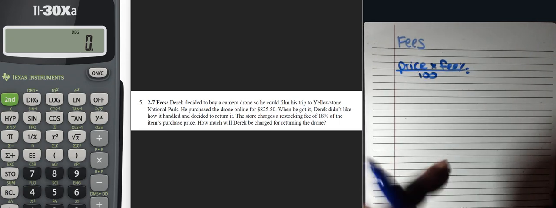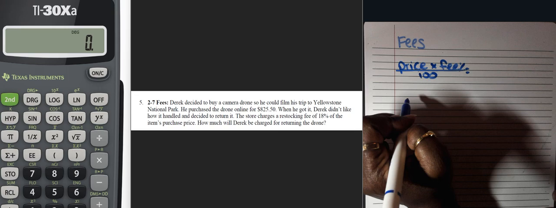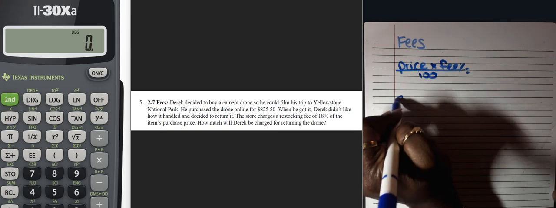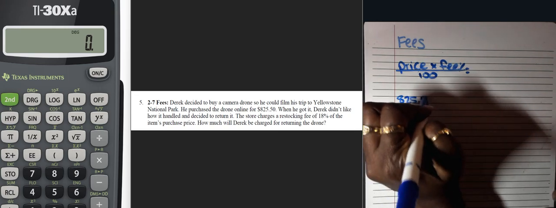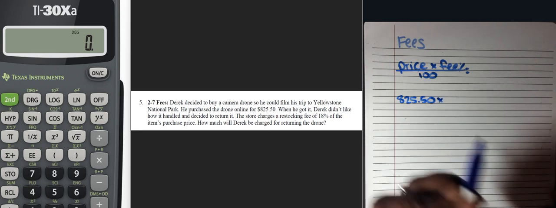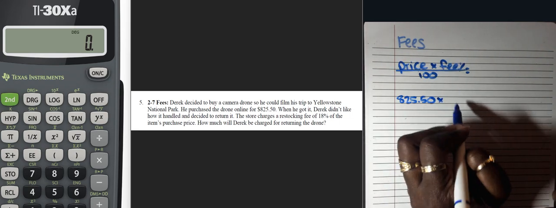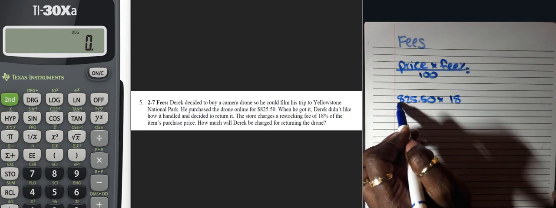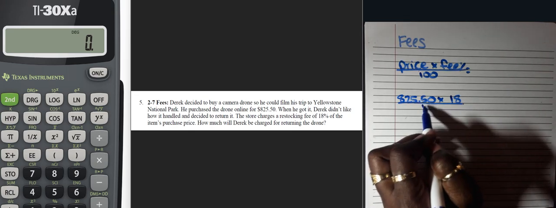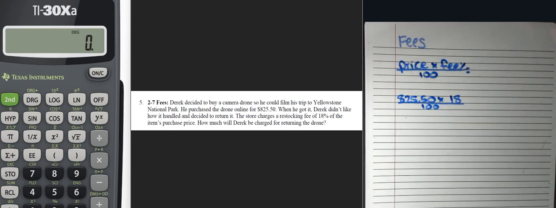Okay. So in this method, we have our price, which is $825.50. Then we're going to multiply that by the cost of the fee. It's 18%, so we're just going to write the number 18. And to represent the percent, we're going to just divide it by 100. So let's plug that in and see what we get.